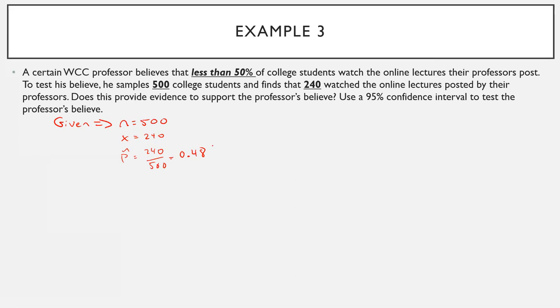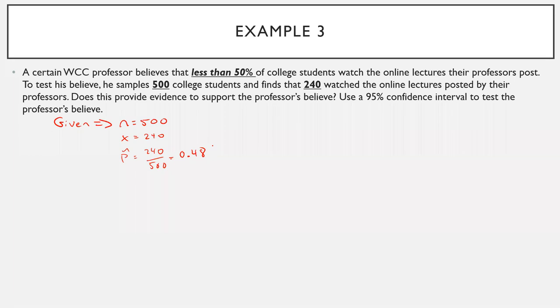Yeah, but this is where you have to be careful with statistics, okay? Especially when you see data and what you can conclude from things. Remember the professor said, I believe less than 50%, so less than half my students watched the online lectures. So this certain professor samples 500 students and 48% of those 500 students say they watched the online lectures. So, you know, that is less than 50%.